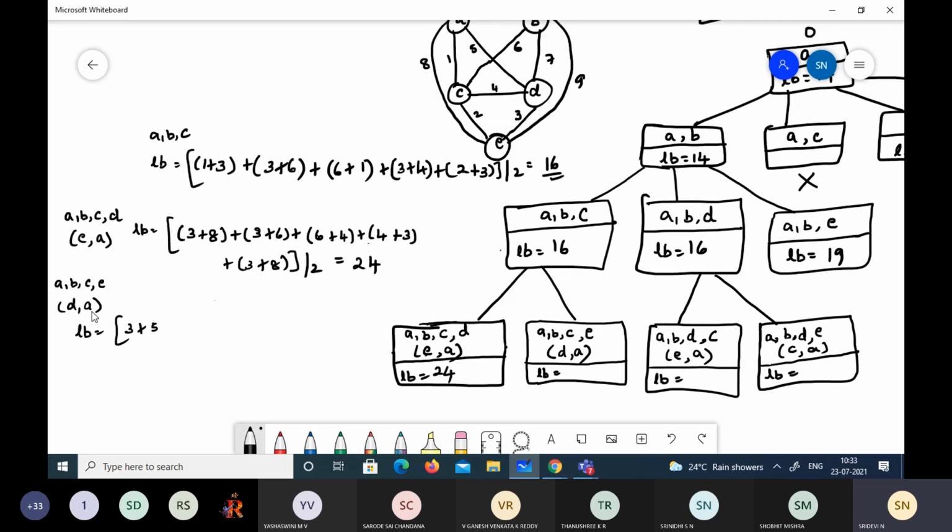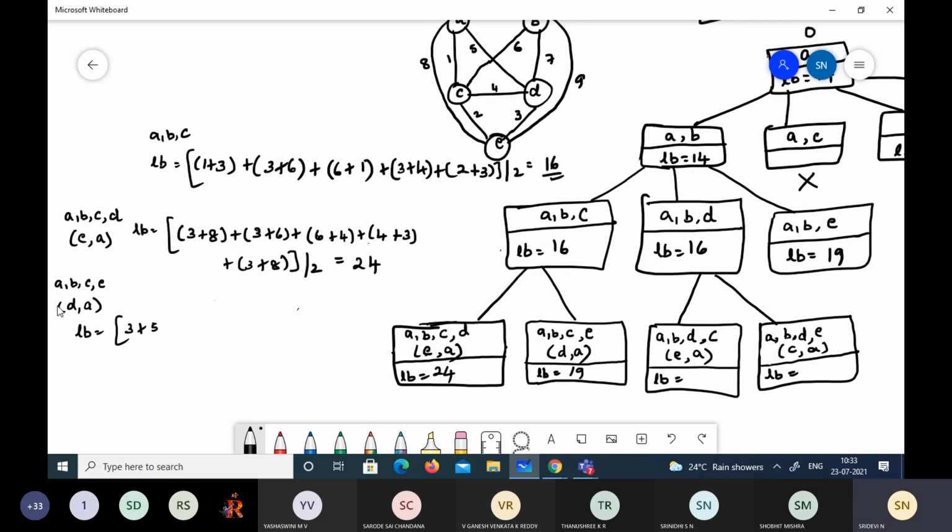A, B, sorry, which one? A, B? B, C, D, E, A. A, D, C, E, A. A, B, D, E, C, A. Okay, yeah. Not it. Okay, we will calculate here. So it comes to 19.